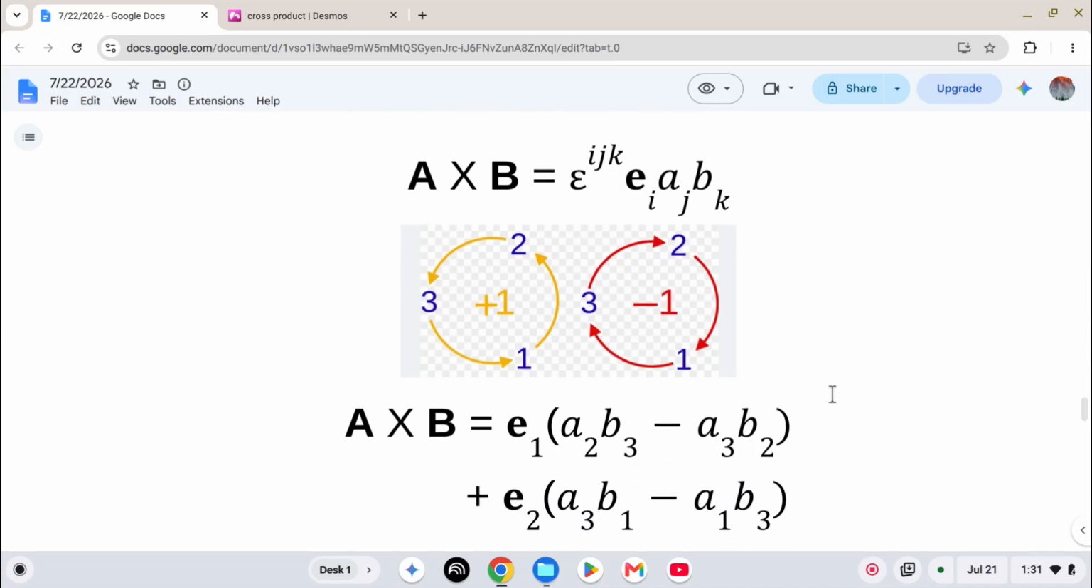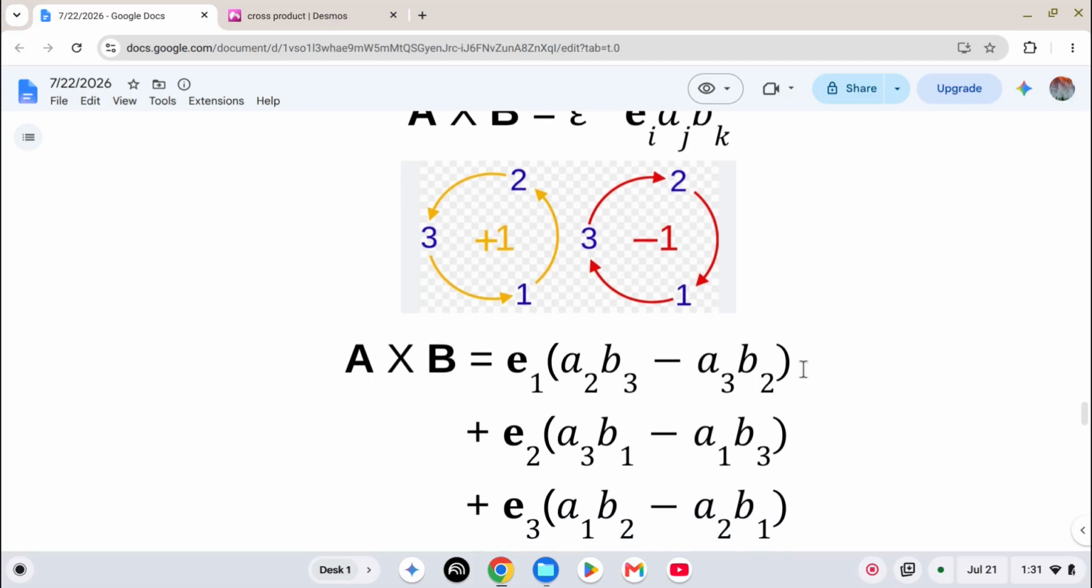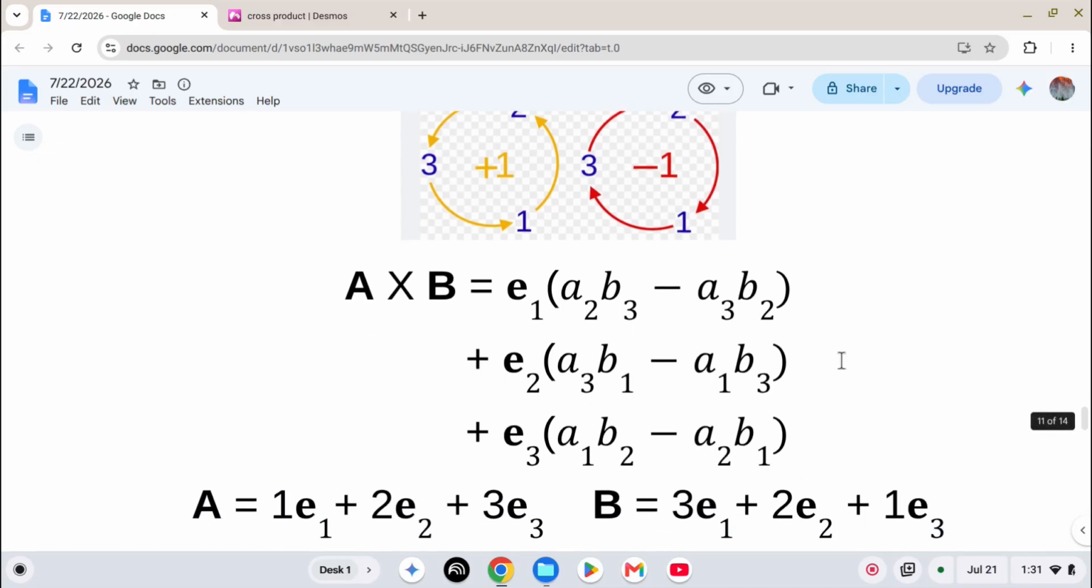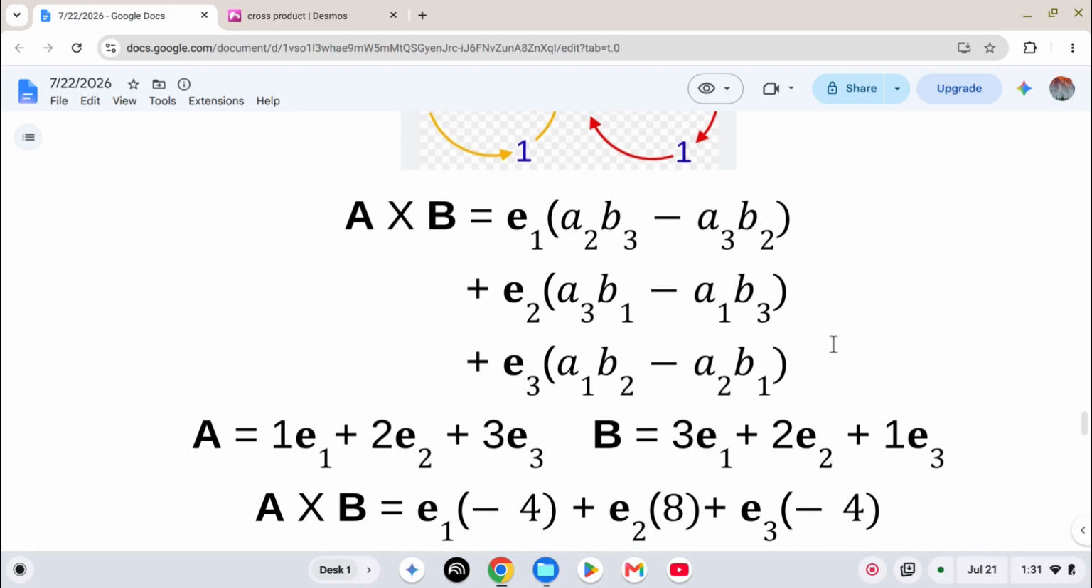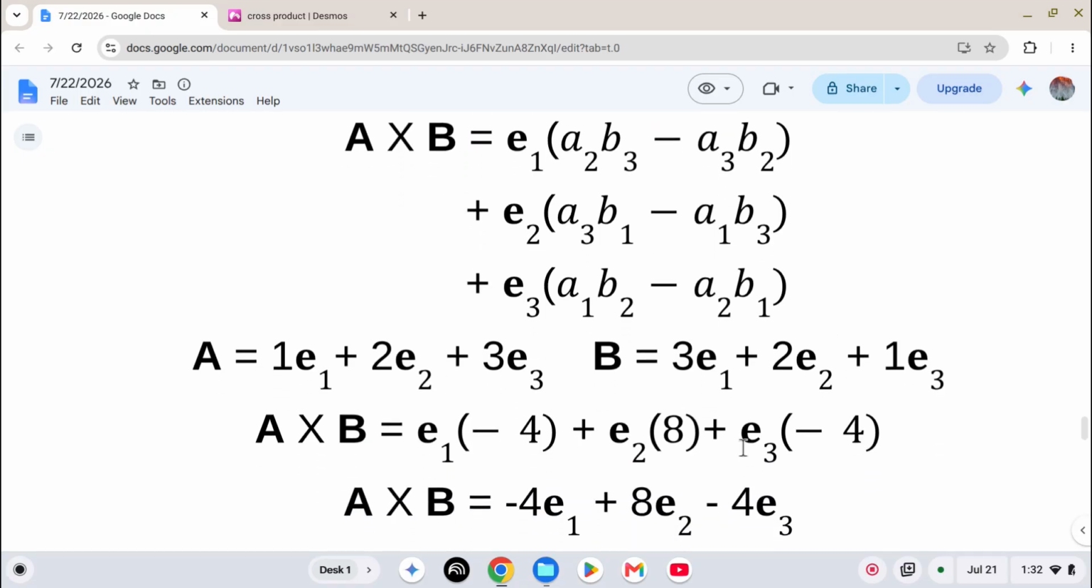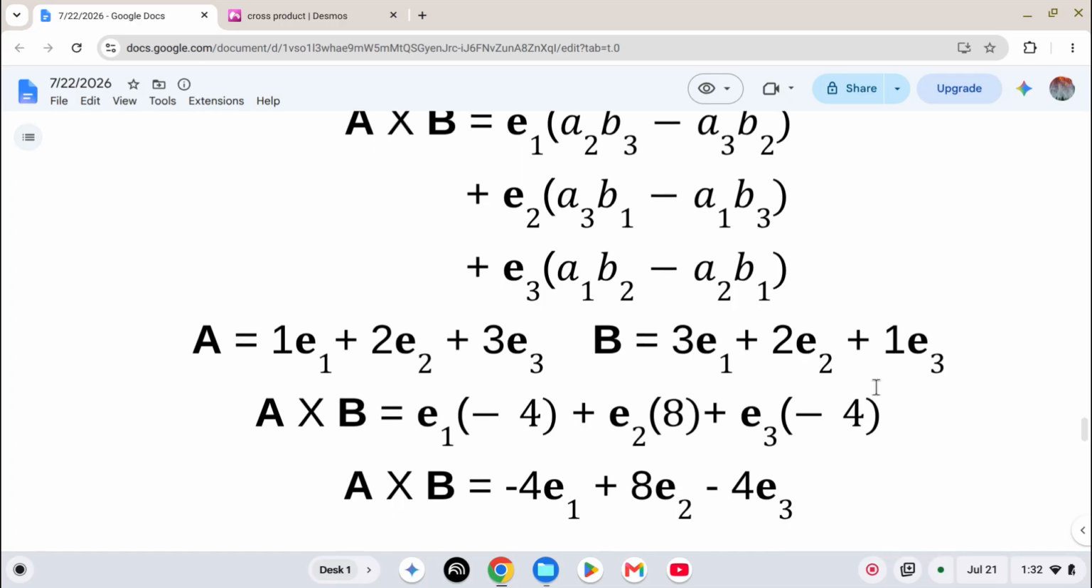Then I do E2. So I start at 2. I go 2, 3, 1. Just write down 2, 3, 1. Then I go to the negative side. I start at 2 and I go 2, 1, 3. I think this makes it really easy to do it this way. I did the E3 the same way. Here's my two vectors. I fill in all the numbers, and we obviously get the same answer. Negative 4E1 plus 8E2 minus 4E3.